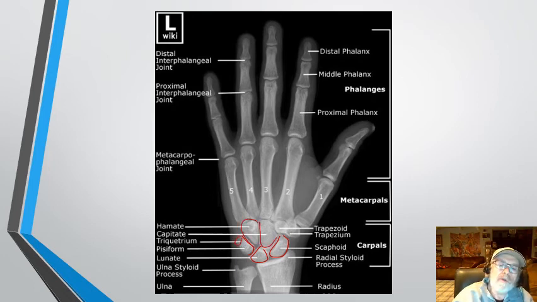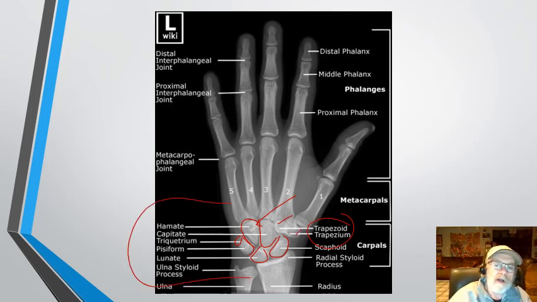And this is actually sort of cool because you see right there, there's the hook of the hamate. See that little whitish area right there? Here's the trapezoid and the trapezium right here. Okay, so you can see all those bones. I'd go back and look at all these. You can see those all pretty easily. Those are probably all easily identifiable.